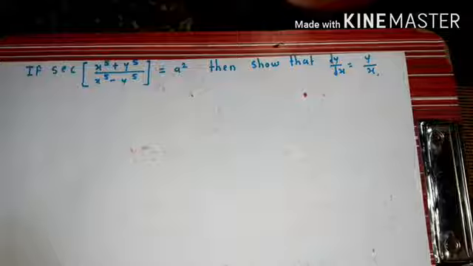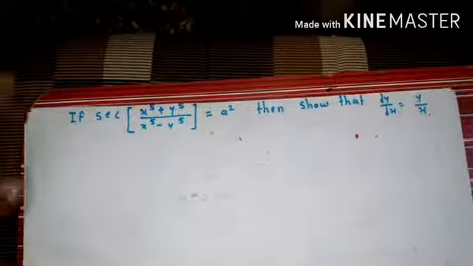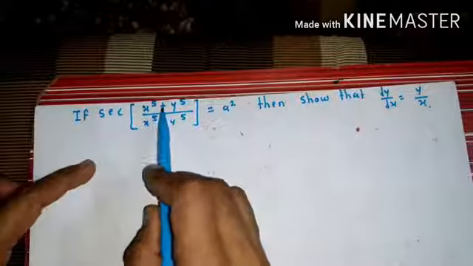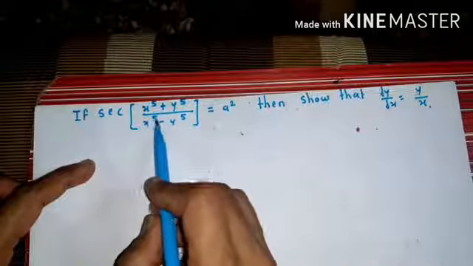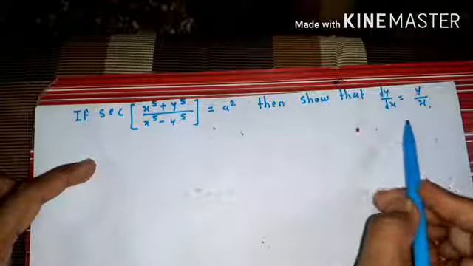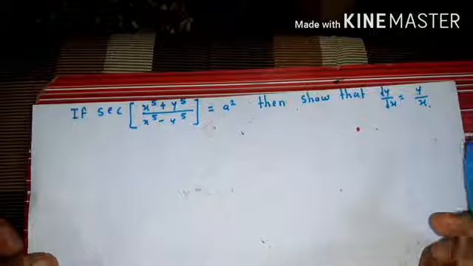Okay students, let us see the first example of today's video. If sec of (x^5 + y^5) upon (x^5 − y^5) equals a square, then show that dy by dx equals y upon x.